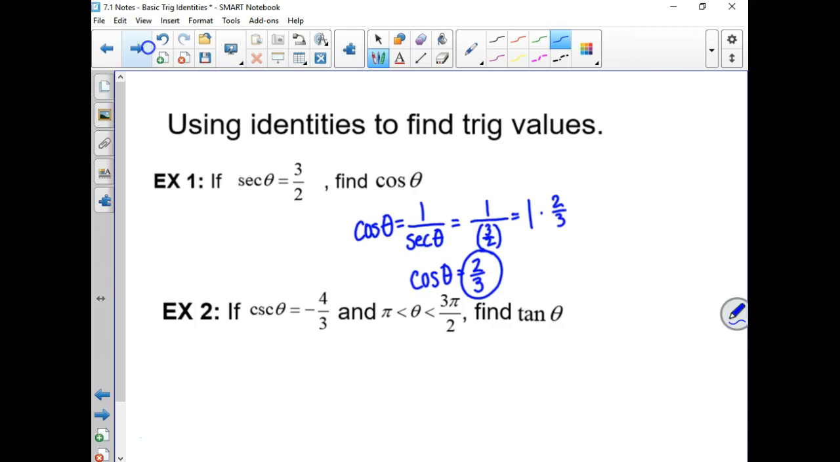Now these are sort of theoretical problems. They are not asking you to find that angle or anything. They're just wanting you to be able to relate those two trig identities.